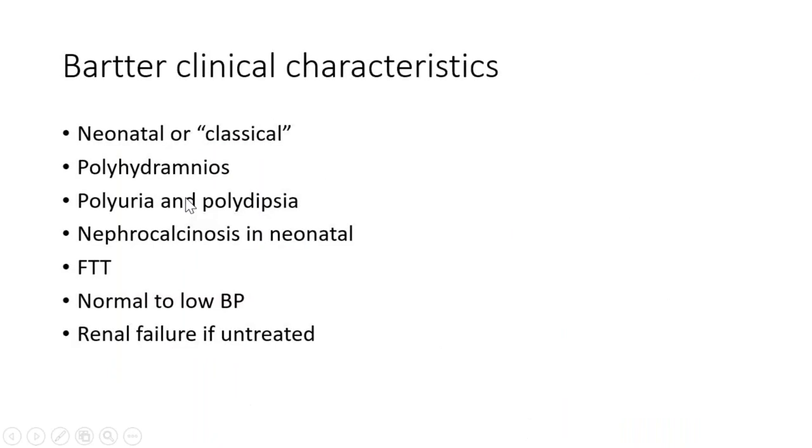And so what are the clinical characteristics of Bartter syndrome? In neonatal or classical Bartter, you get polyhydramnios, polyuria and polydipsia is a common feature, nephrocalcinosis, as we mentioned, failure to thrive, and they can have normal or low blood pressures. And if untreated, they can rarely develop into renal failure as well. In some cases of Bartter syndrome, they're much more mild and they can present later in life, usually with failure to thrive and abnormal biochemistry.